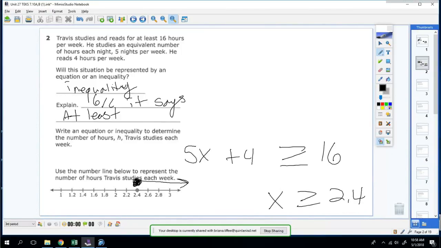So just a little note on the side. The open circle would be for less than or greater than. A closed circle would be for less than or equal to, greater than or equal to, and the equal sign. So all of these would be a solid dot.